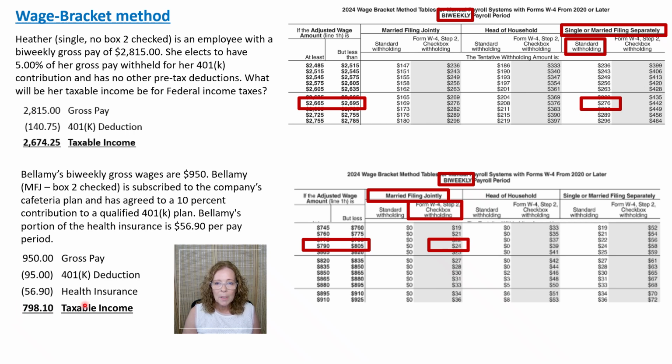Our next case is for Bellamy, where we calculated a taxable income for federal taxes of $798.10. Bellamy also has biweekly payroll and files as married filing jointly and checks box 2 withholdings. We find the row in the biweekly tax table that includes the taxable amount of $798.10 and continue until we find the column that shows us married filing jointly status and the column for Form W-4 Step 2 checkbox withholdings because Bellamy checked box 2 withholdings and find the tax of $24.